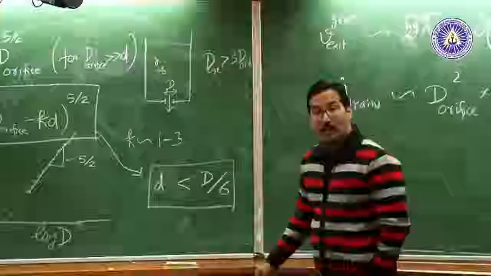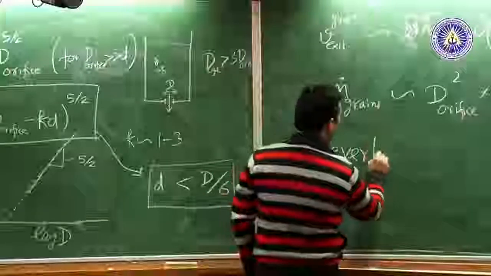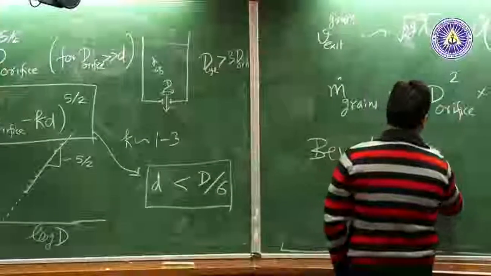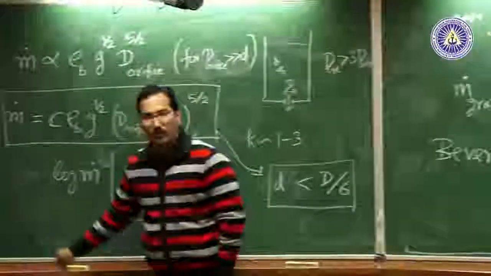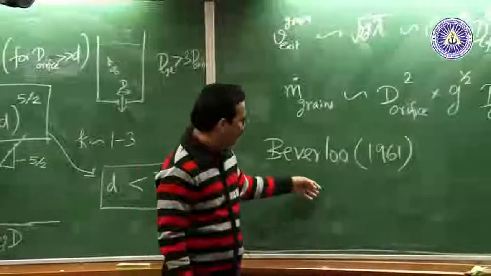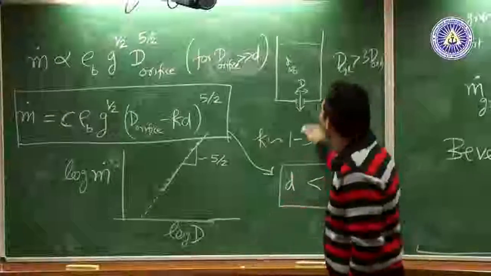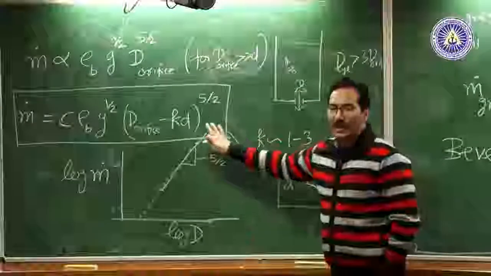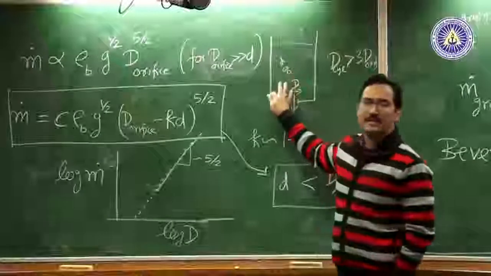Can you spell this? Oh sure, sorry. So this fellow is Beverloo, 1961. This is one of the most commonly cited papers where he almost establishes that this is the correlation that you should use for a mass flow rate, and then the same relation can be modified with a correction. So why is this work important?